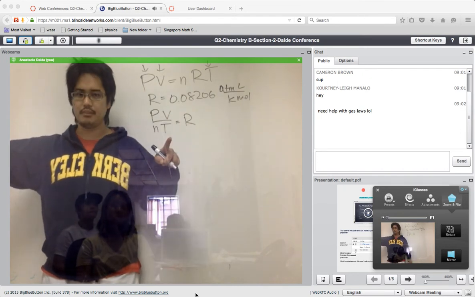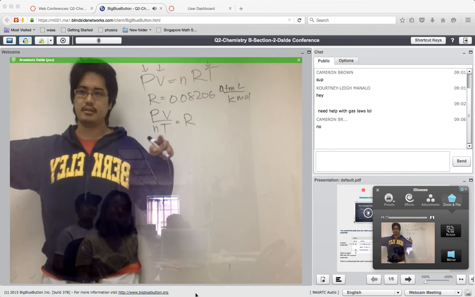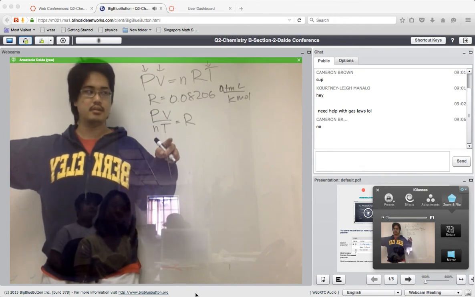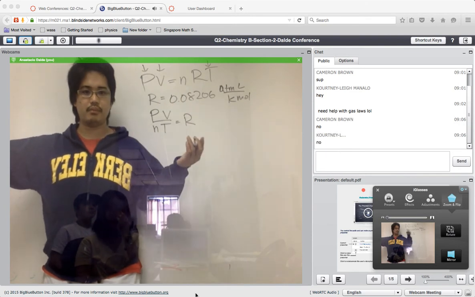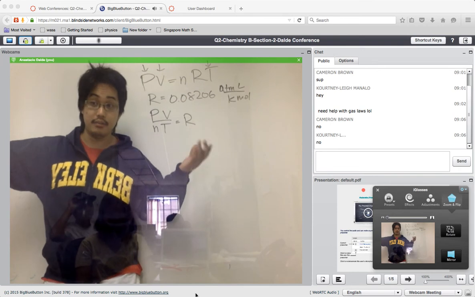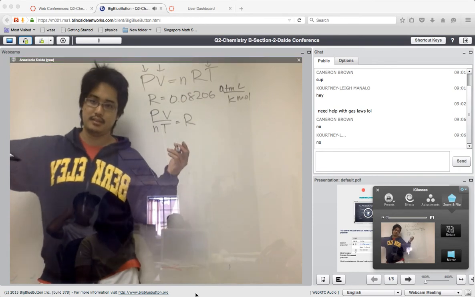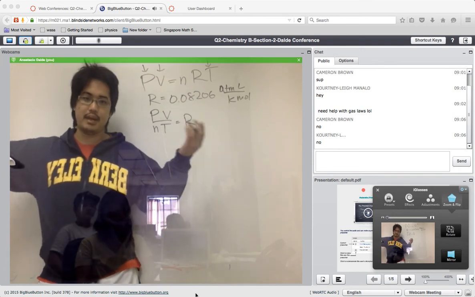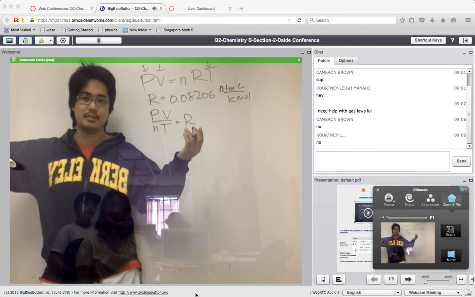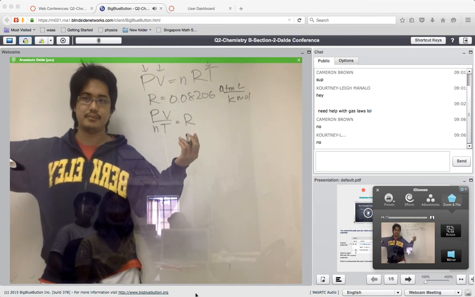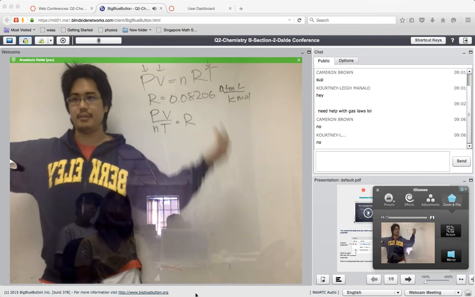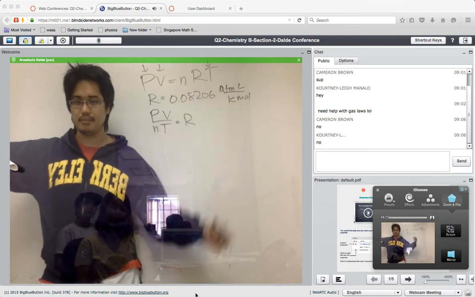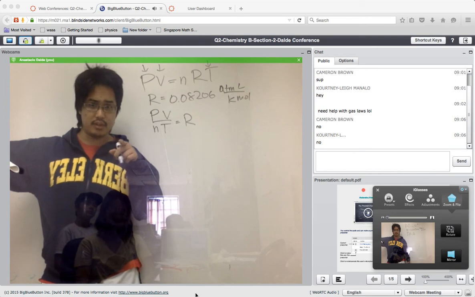Am I confusing anybody with this? Emily, what did I do here? You just put the symbols on the other side, but it's the same equation. Right. How did I do that? Why am I allowed to do this? I'm trying to get R by itself. I just divide by n and divide by T. That's why it's in the denominator over here. Is everyone cool with this?